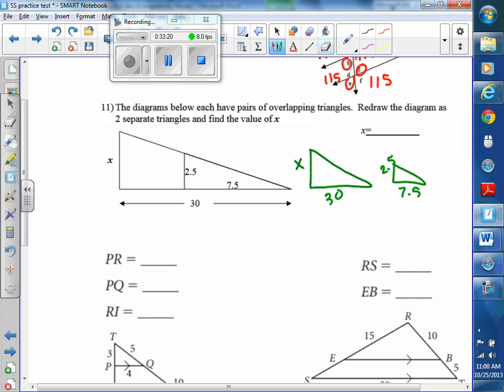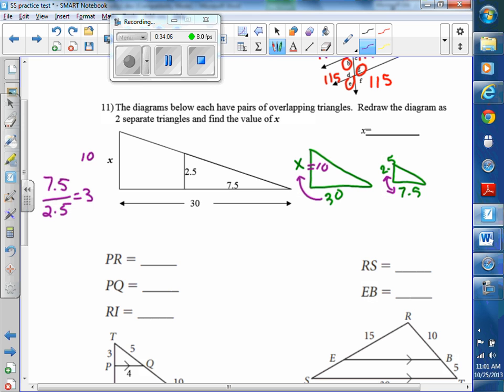Now remember, you could do proportional scale factor, or you could do adjacent sides. So how many times do you multiply 2.5 by to get 7.5? Or if you went the reverse direction, 7.5 divided by 2.5 is 3. So these have a factor of 3 increase or decrease depending on how you go. So you could divide 30 by 3 to get 10. It's one way to do it.